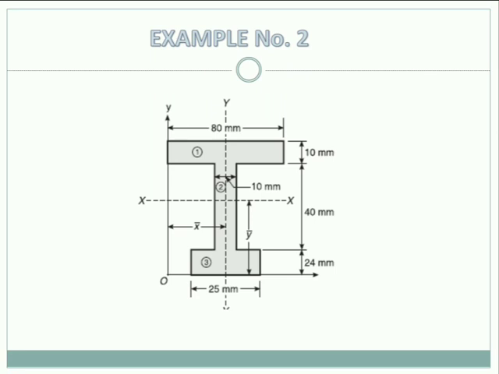Therefore we can get x bar directly. So what will be the value of x bar here? 80 by 2, that is 40. So we need not do any calculation for x bar. The only calculation to be done here is for y bar. So now let's divide the figure into how many rectangles? Yes, we can easily divide the figure into 3 rectangles.